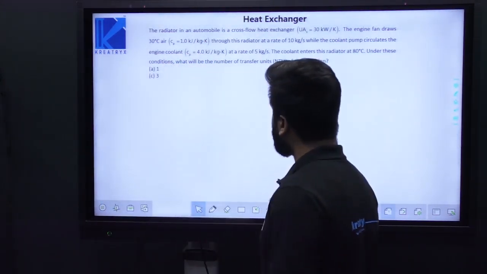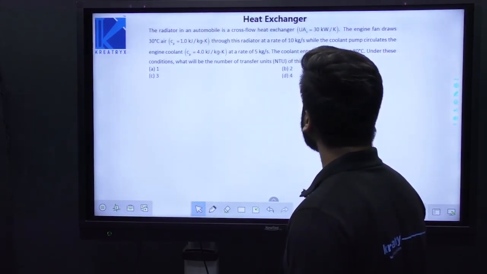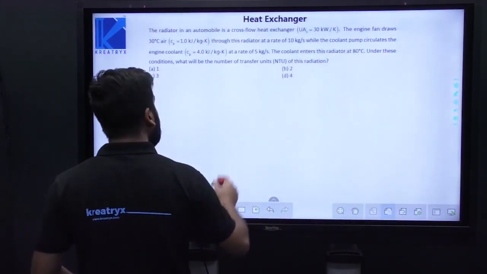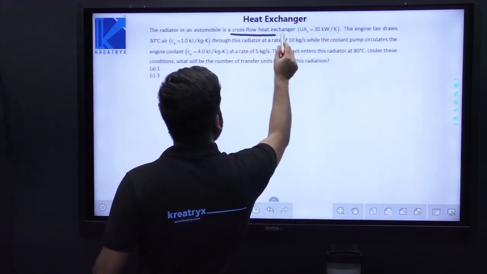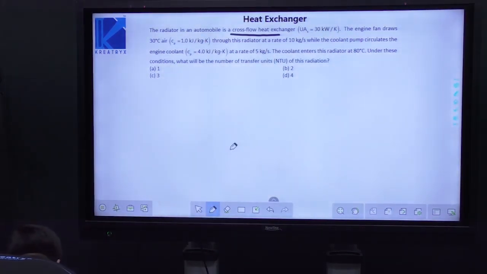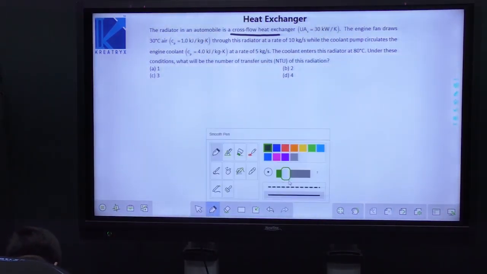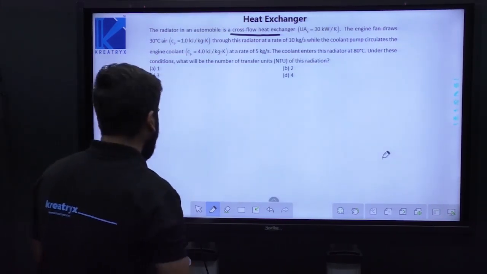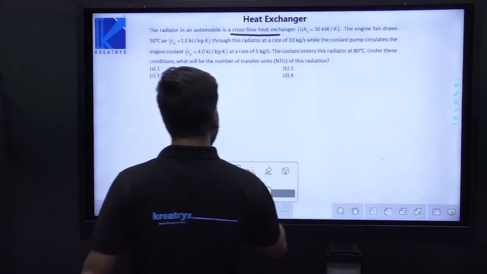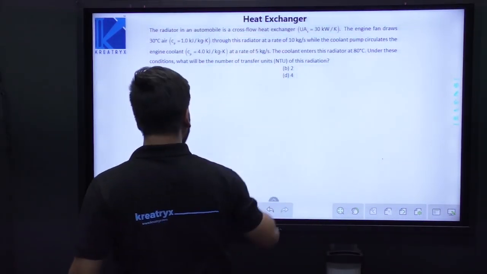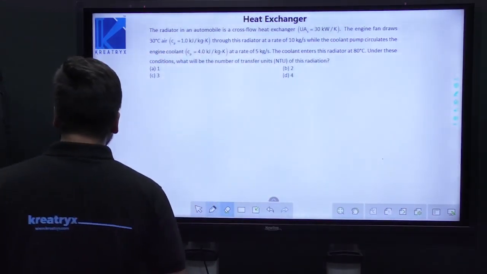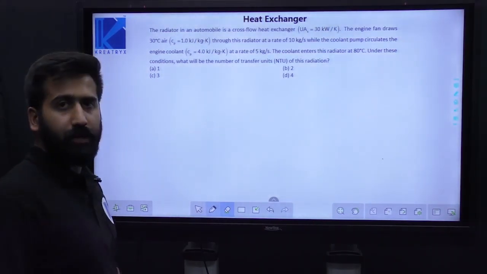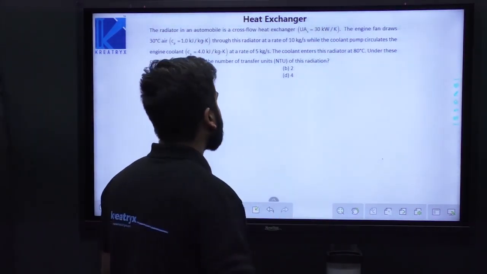So the first question is: the radiator in an automobile is a cross flow heat exchanger. Don't get confused by this term cross flow. Don't get intimidated by this term cross flow heat exchanger. Just read the question, because we study only parallel flow and counter flow heat exchangers in detail. So just read the question first of all.